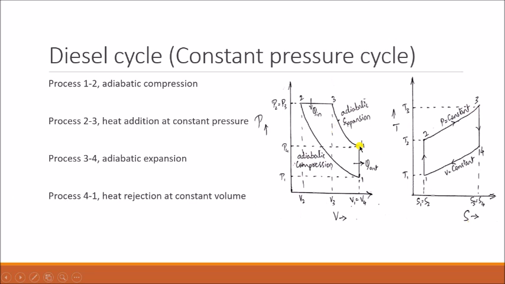Once it has been fully expanded, the heat has to be extracted from that gas. That is the fourth process, 4 to 1, heat rejection at constant volume. In this heat rejection process, the volume is kept constant. Hence we call it heat rejection at constant volume. During this process, the pressure reduces further and it reaches P1, that is point 1. Same way, the temperature and entropy reduce to T1 and S1 simultaneously.